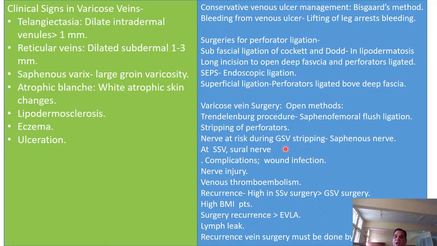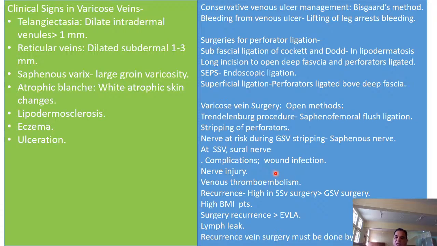That is why we are stopping stripping at the ankle. All the stripping is only up to the knee joint now. If you go up to the ankle, you are damaging the saphenous nerve. What are the complications of surgery?